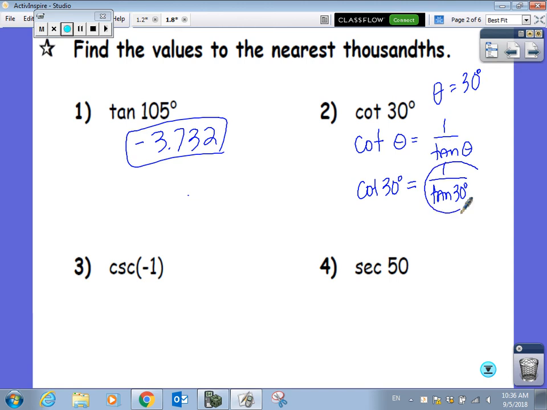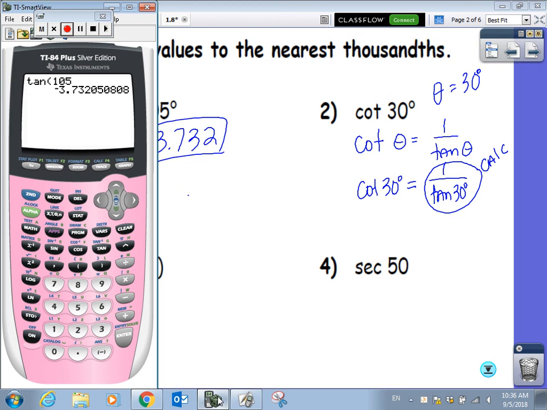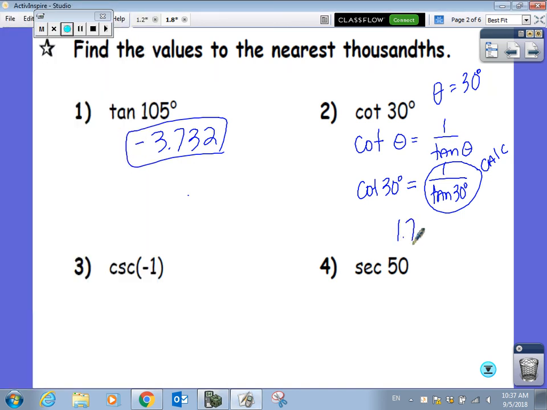So this is what I would put in the calculator. I need to be in degree mode. 1 divided by tangent 30 equals. Here's your answer. If you don't look at this till you get the test, most likely you're going to forget how to put it in. And you're going to say, I don't know how to put this in. And I'm going to say you have to know that. You know what you're doing. So 1.732. Once again, this one could be done without a calculator because it's 30 degrees.